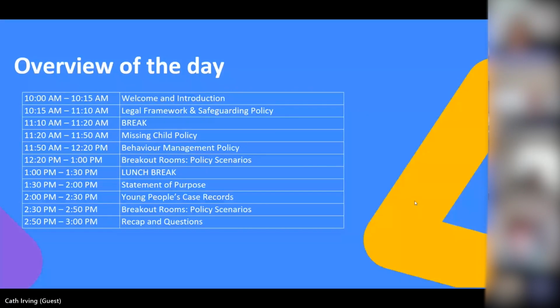Once you've had a look at those 3 policies, then you'll be going into breakout rooms, and you have a good session, really, some time to have a look at 3 scenarios based around those 3 different policies. And this is a really good opportunity for you to think about how your policies and procedures would support you in certain scenarios. So this should help you in developing those policies. So those are interactive sessions.